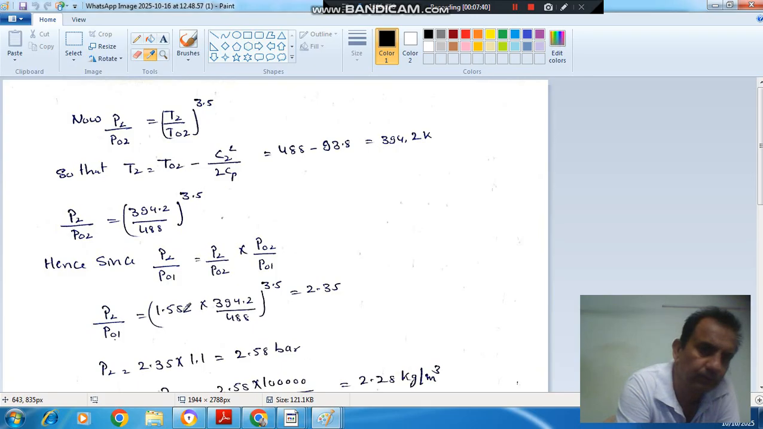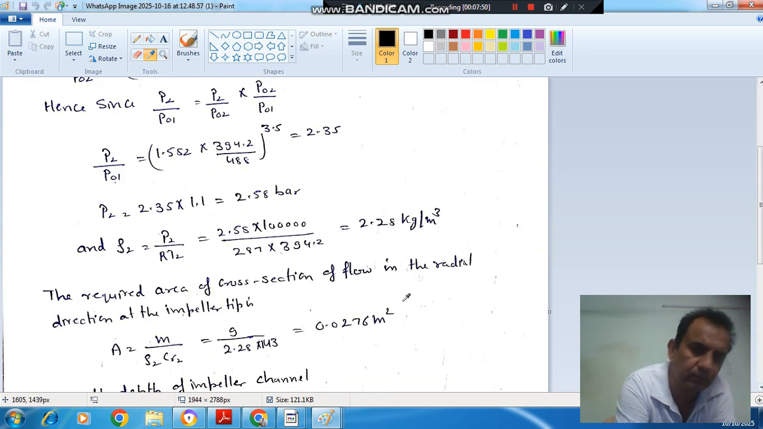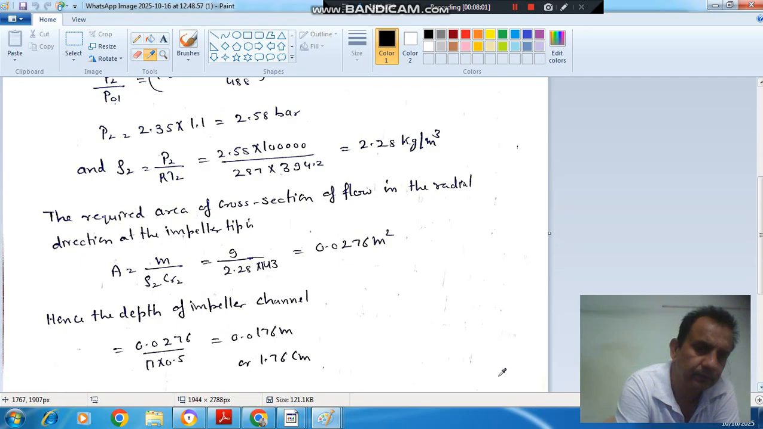The purpose is to calculate T2 and P2, so that we can calculate the density at the exit. Now the main purpose is to calculate density. Density rho 2 is P2 by RT2, so that will be 2.28 kilogram per meter cube. Now we have mass flow as 9, rho 2 is 2.28 and CR2 is 143. We can calculate the area at the impeller exit, so that is 0.0276 meter square.